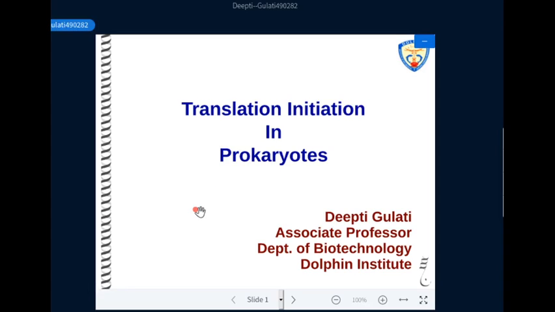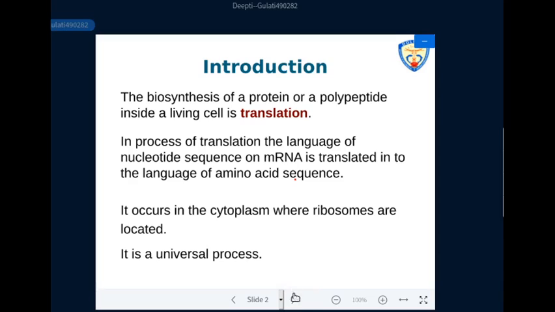Good morning. Today we are discussing translation initiation in prokaryotes. So first coming to the introduction part, what do we mean by translation? Translation is a process by which a protein or a polypeptide is synthesized inside a living cell. So the biosynthesis of a protein or a polypeptide inside a living cell is known as translation.